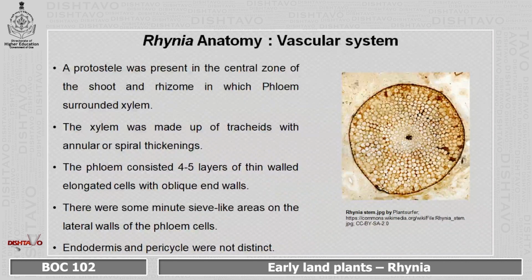Moving to the vascular system of Rhynia, a protostele was present in the central zone of the shoot and the rhizome, in which the phloem surrounded the xylem. The xylem was made up of tracheids with annular and spiral thickenings. The phloem consisted of 4 to 5 layers of thin-walled elongated cells with oblique end walls. There were some minute sieve-like areas on the lateral walls of the phloem cells. The endodermis and pericycle, however, were not distinct.